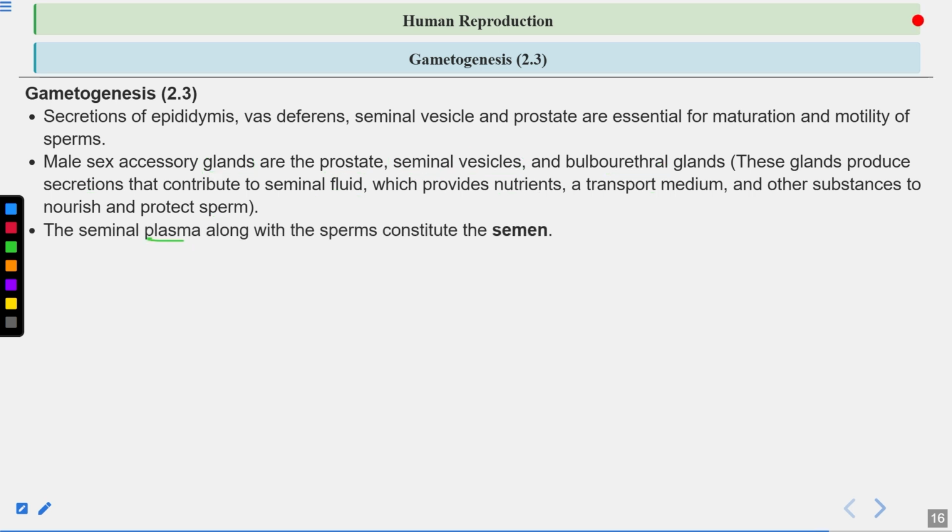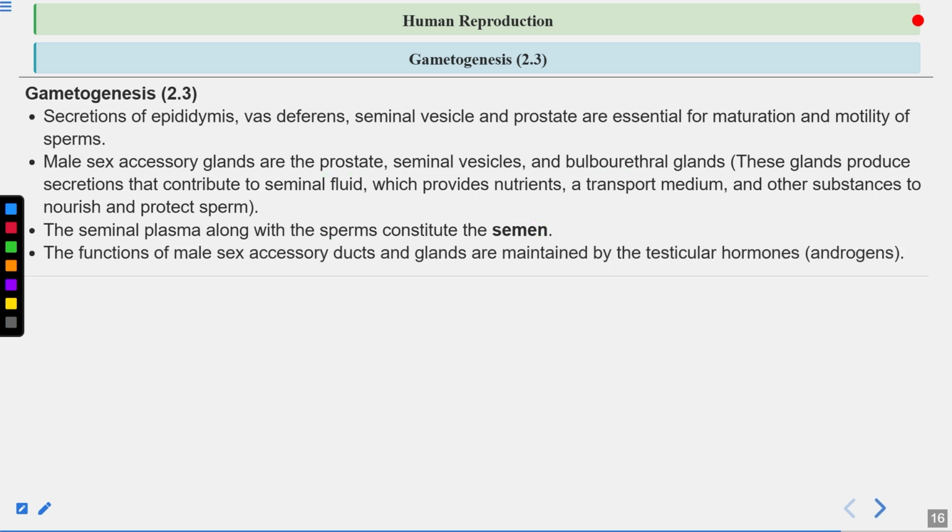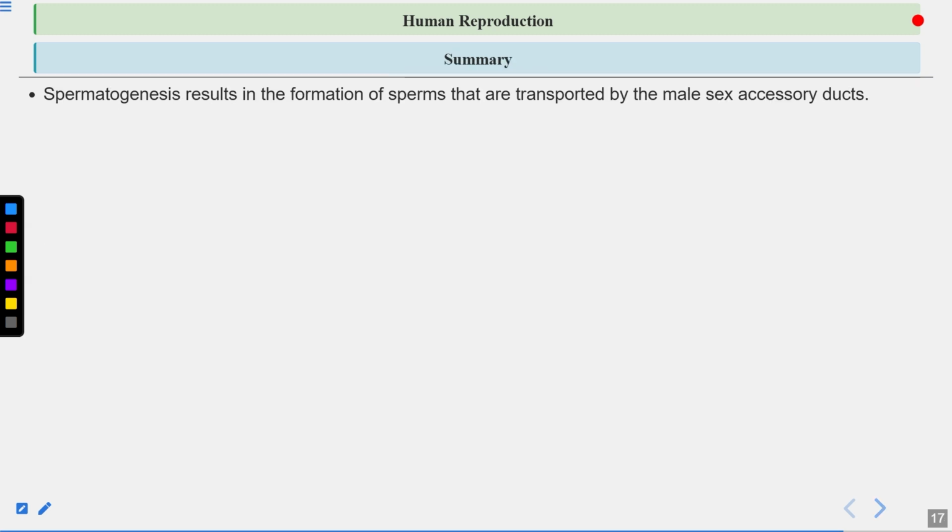Seminal plasma along with the sperms constitutes the semen. So secretion of all these accessory glands is known as seminal plasma, and this is the major constituent of the semen. You should know the individual role of all of these accessory glands. Now, the functions of male accessory ducts and glands are maintained by the testicular hormones known as the androgens, which are male hormones such as testosterone.